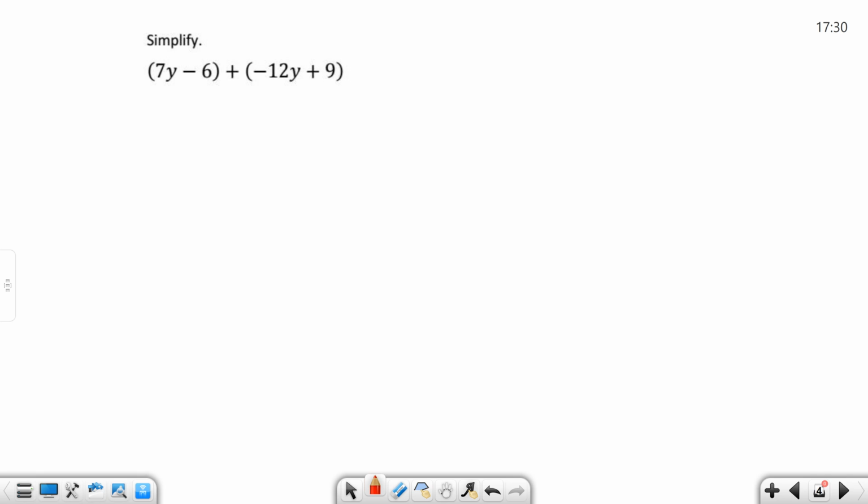So here, 7y minus 6, that's one polynomial, a binomial, plus negative 12y plus 9, a second binomial or polynomial there. You'll hear me reference this: are they built the same? When I say built the same, I mean here's a y term and a y term, and then here's a number and a number. So those are built the same.